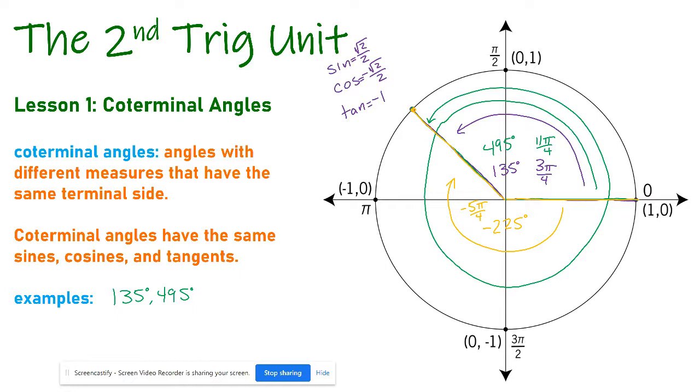So you could say that 3 pi over 4, 11 pi over 4, and negative 5 pi over 4 are all coterminal angles. They all put you at the same spot. And I can add negative 225 to my list of degree measurements as well. So that's what we're looking at here.